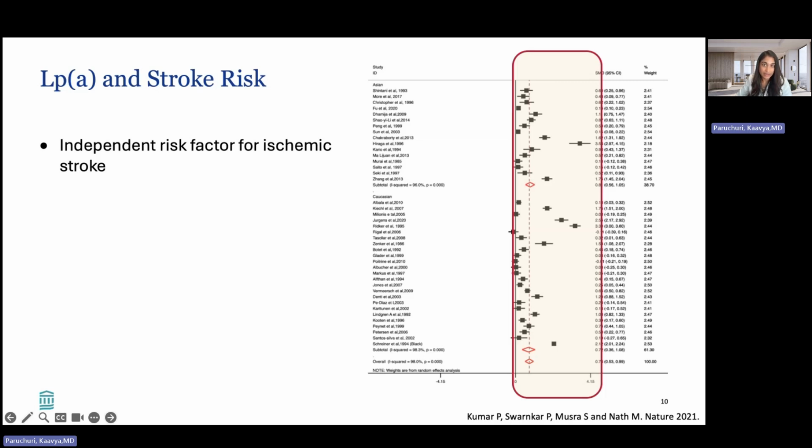Epidemiologic and genetic studies have consistently shown that high LPA increases stroke risk, especially in certain subgroups. As shown in this meta-analysis here, looking at 41 studies, higher LPA levels are consistently associated with increased ischemic stroke risk across cohorts, reinforcing its role as an independent contributor.